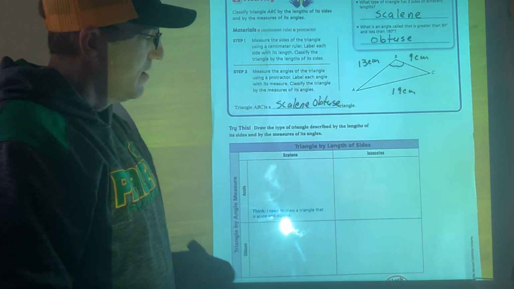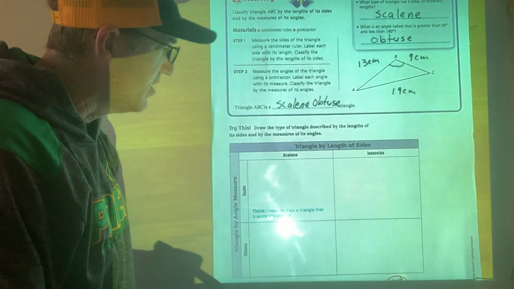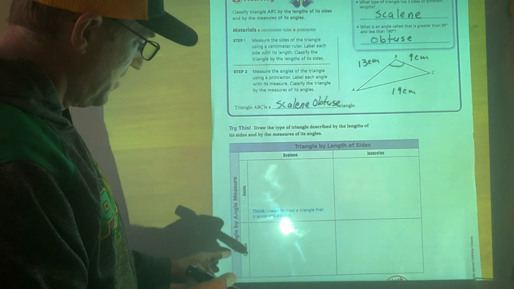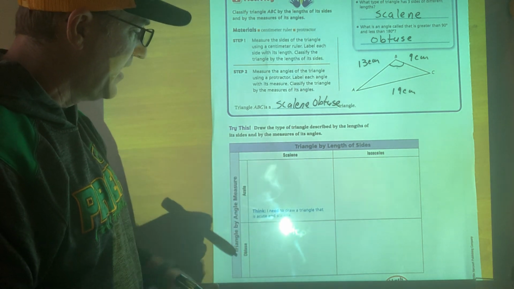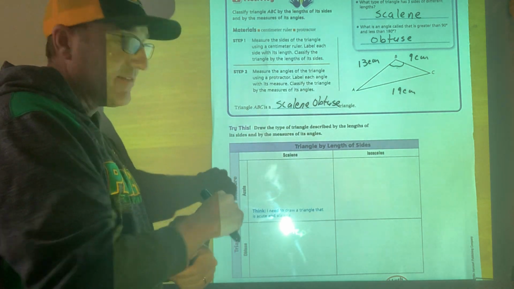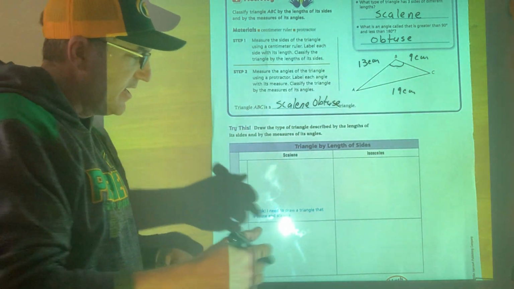All right, so this gives me ABC is a scalene obtuse. Down here we're gonna do our own drawings, which, not my forte, so I'll do my best to give you some pointers. We have triangle by length of sides, triangle by the angle measure. We've got scalene, which means I have how many different sides? 3 different sides. And it's acute, which means all my angles are less than 90 degrees.